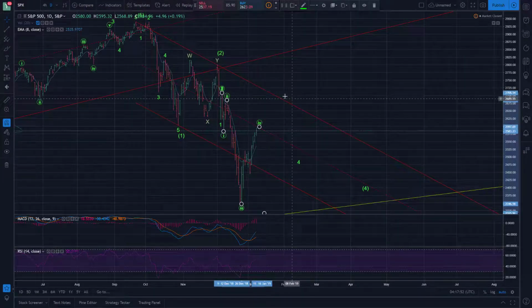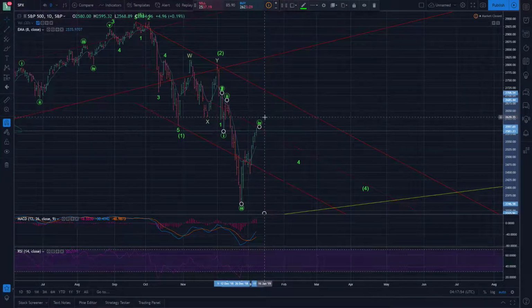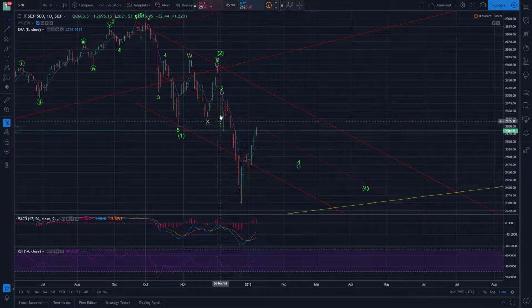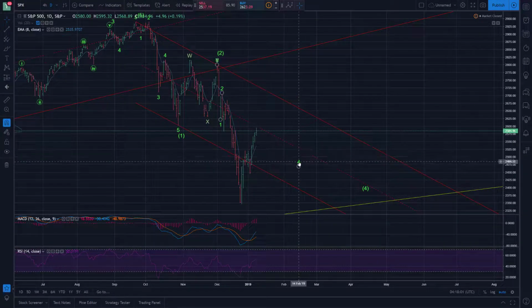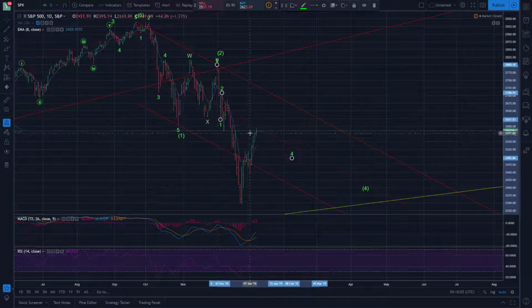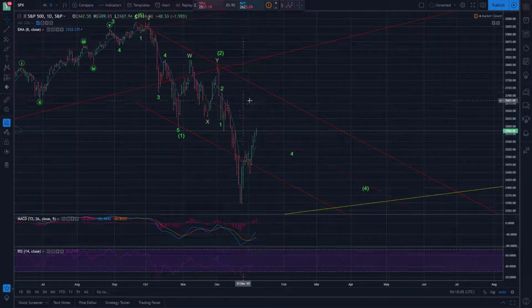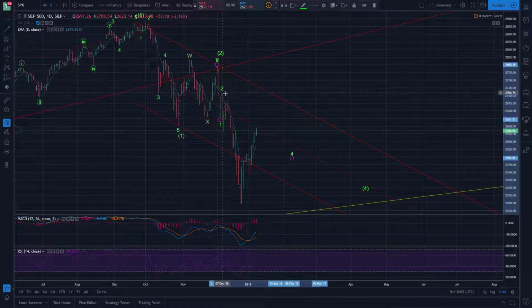So I'm going to delete these minute wave labels. And I'm going to focus back on the minor wave labels. So this is actually, we had 4-1 overlap, or did we? And I'm going to present the case that maybe we didn't.